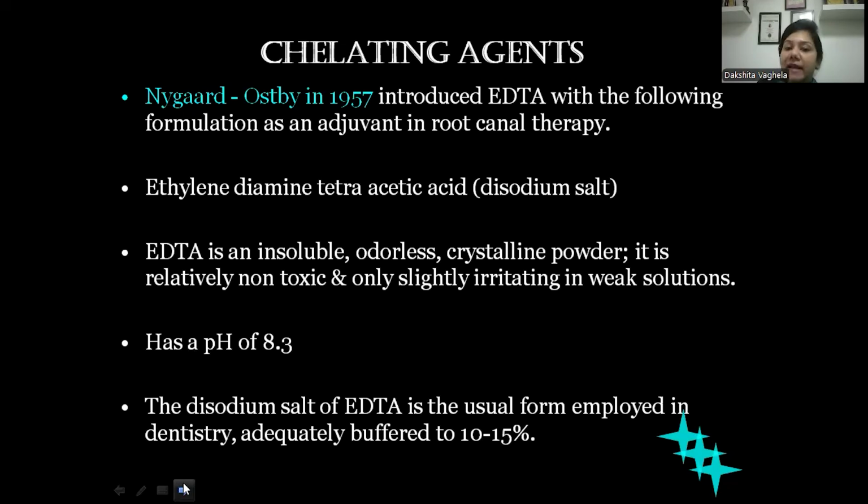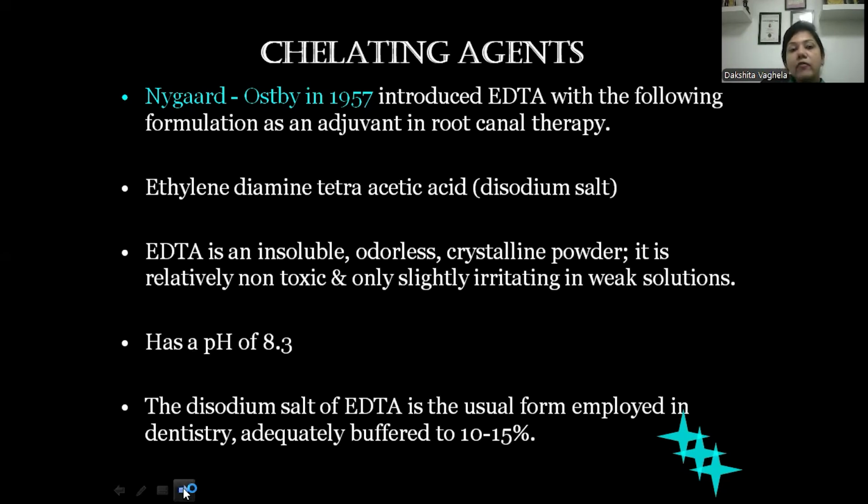Now we come to the chelating agents. We basically have EDTA, which is the disodium salt of ethylenediaminetetraacetic acid, and it was first discovered by Nygaard-Østby in 1957. It is used in disinfection and as an adjunct in root canal disinfection. It is available as an odorless, crystalline powder, with a pH of 8.3. It mainly deals with the inorganic component of the smear layer.